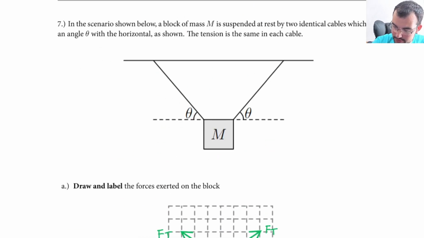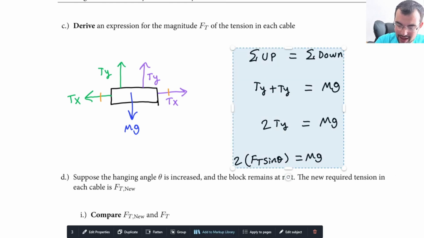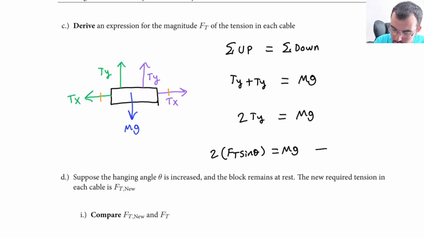So, of course, we can just go here and break the tension apart. This would be ft cos theta, and this would be ft sine theta. The vertical component is the one that we want, so we will replace fty with ft sine theta. So 2 times ft sine theta equals mg. So we can just divide everybody by 2 sine theta. So ft would be equal to mg divided by the quantity 2 sine theta.